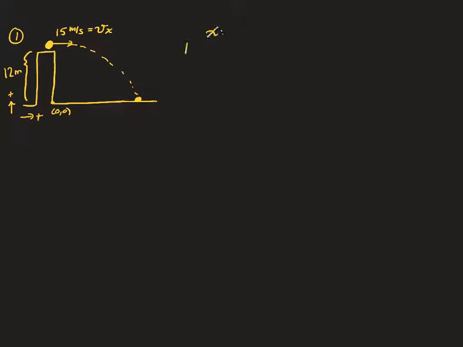So I'm going to make a known and unknown chart for the horizontal direction, and I'm just going to put in the variables I know. I know my initial position is 0, even though I'm up high. As far as the x-axis is concerned here, I'm at location 0. X final is what I want. I don't know how long it's going to take me to get there. I know I'm moving at a speed of 15 meters per second.